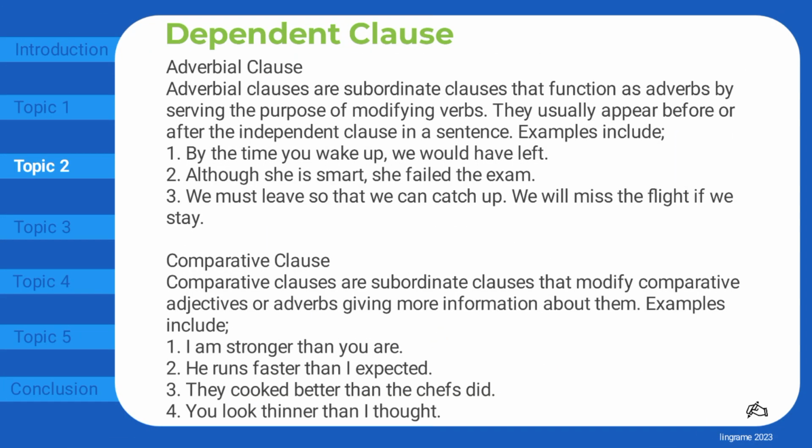Adverbial clause. Adverbial clauses are subordinate clauses that function as adverbs by serving the purpose of modifying verbs. They usually appear before or after the independent clause in a sentence. Examples include, by the time you wake up, we would have left. Although she is smart, she failed the exam. We must leave so that we can catch up. We will miss the flight if we stay.